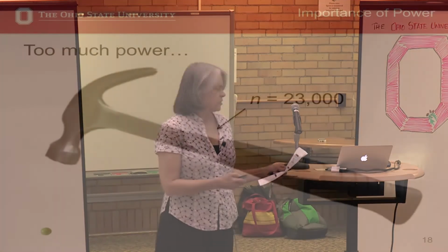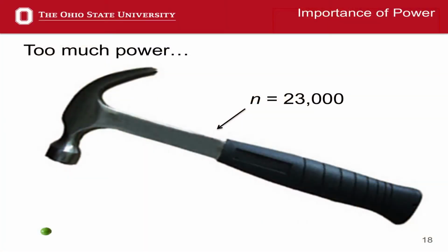You waste resources if you use a much bigger tool than you need to detect the effect that you're trying to detect. So in this case, the tool is your sample size, and the little p is the effect that you're trying to measure.